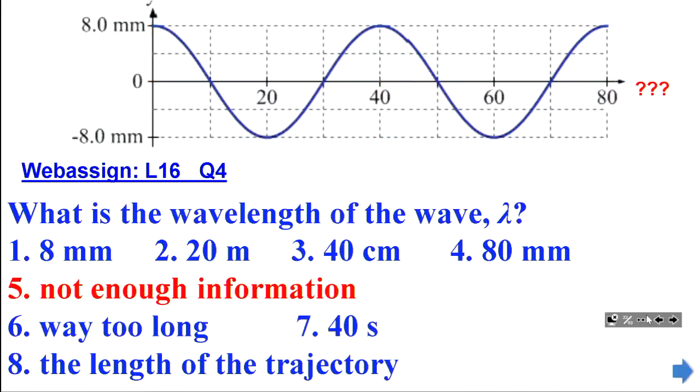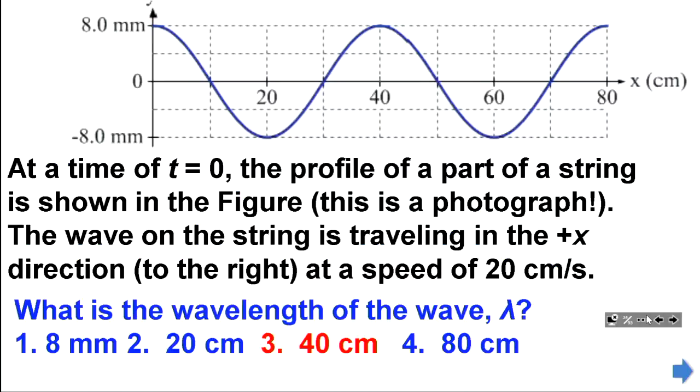So the right answer so far is not enough information, and you should ask, what is the axis? And I will tell you, that's centimeters. And now, of course, only now, the answer 40 centimeters will be correct. But to arrive at that answer, in addition to this axis, we also need to know a definition of a wavelength.